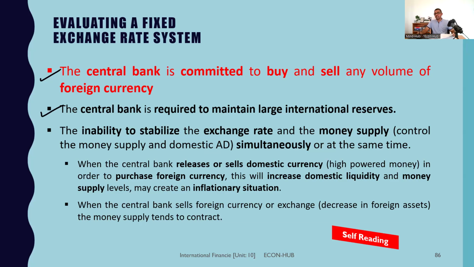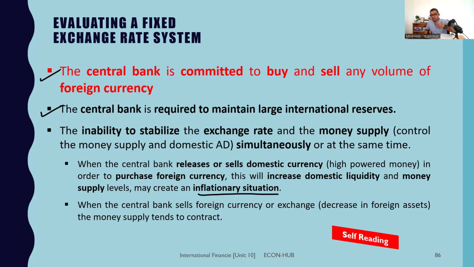The inability to stabilize the exchange rate and, simultaneously, control the money supply and domestic aggregate demand. You can't do both at the same time. When you try to do one, it will impact the other. So it's always a compromise, whether it's exchange rate stability or maintaining domestic stability, inflation and things like that. When the central bank releases or sells domestic currency, we'll learn in the future, high-powered money, in order to purchase foreign currency, this will increase the domestic liquidity and money supply and lead to inflation.